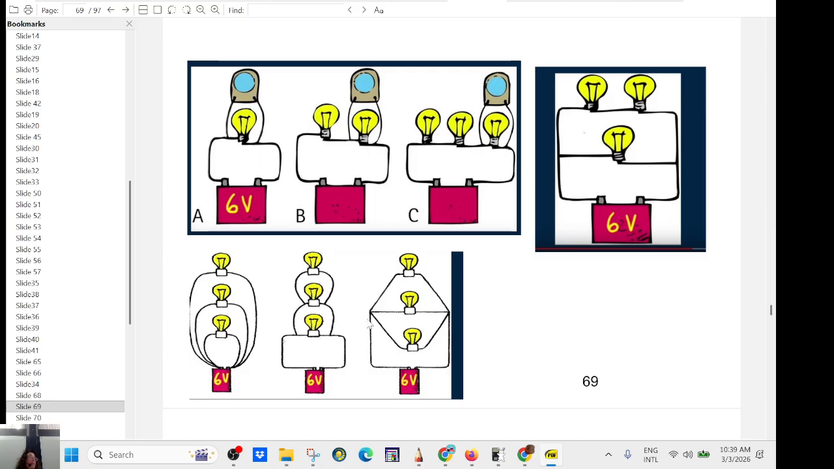Those three setups are the same. Okay, it's just a different way to draw or connect them, but you see all three of them are across the power supply, so they will get 6 volts, 6 volts, 6 volts, happy, happy, happy.